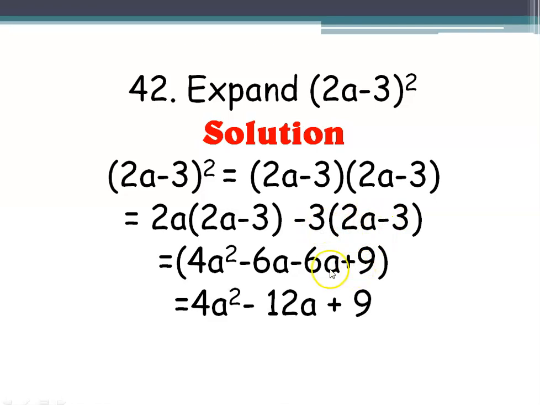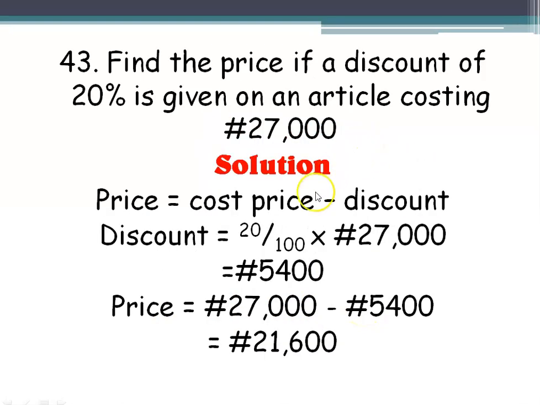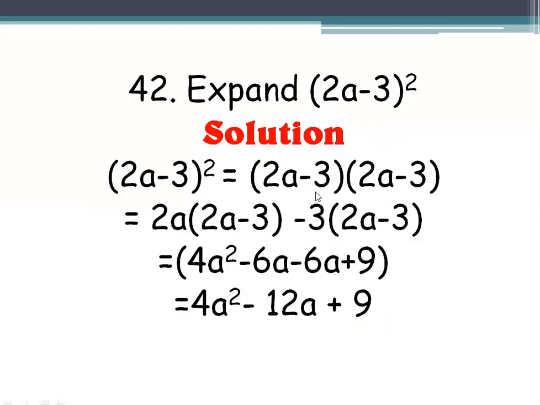Did you see that? Then I'll collect the like terms. Minus 6a minus 6a is minus 12a. So 4a squared minus 12a plus 9. So this is the final answer. I've expanded 2a minus 3 squared. Is that taken? Very good. So let's go to the next question.